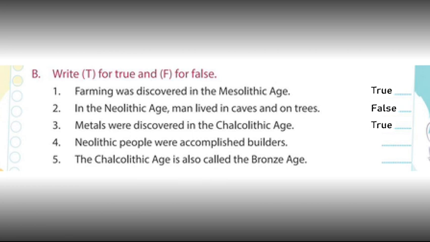Neolithic people were accomplished builders. It will be false, because they were not accomplished, they had just learned to make the houses. Next one, the Chalcolithic age, also called the Bronze Age. It will be false, because after Chalcolithic age, Bronze Age came. Chalcolithic age and Bronze Age are quite different.